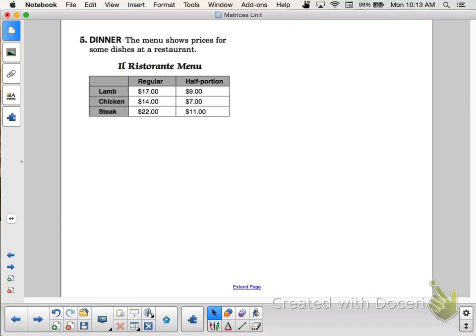We're going to do one more problem. Still doing word problems. So I have a table up here that shows the prices for dishes at a restaurant. I have lamb, chicken, and steak. I have regular portions, and I have half portions. On your sheet of paper, I want you guys to write down a matrix that represents this information.